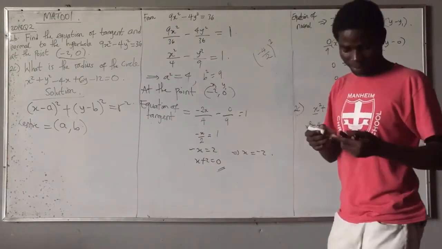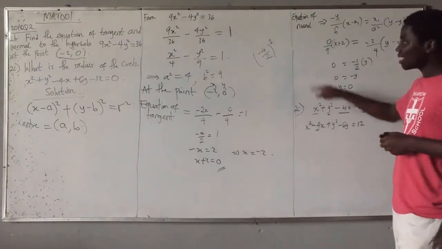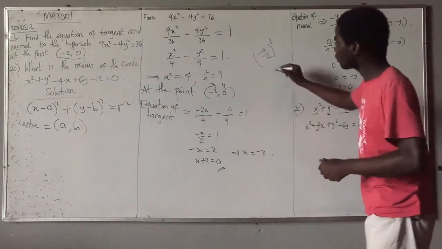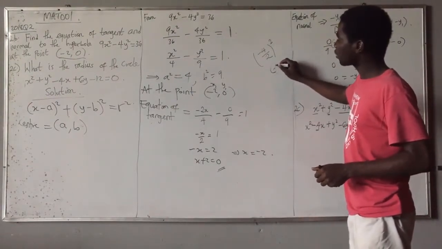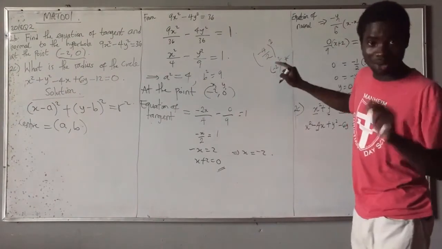This is what I'm talking about. Number 1, take the coefficient of x, divide it by 2, then square it. This one will give me minus 2 squared. Leave it first. I'm still coming back to it.